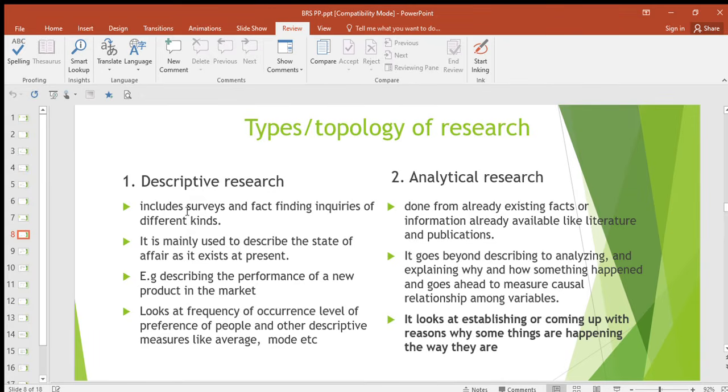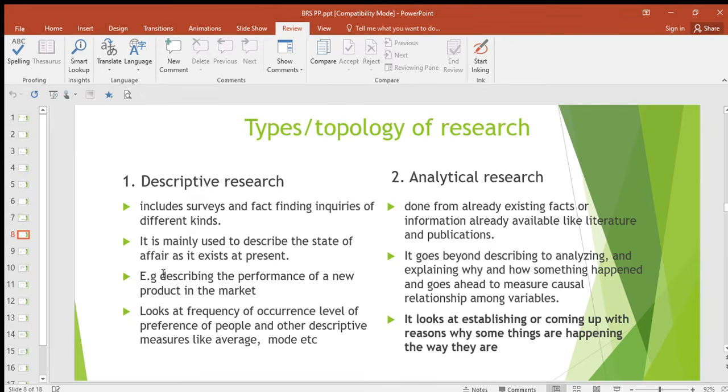It includes things like surveys and fact-finding inquiries of different kinds, e.g., describing the performance of a new product in the market, like at present, right now. So it explains things as they exist. It looks at frequency of occurrence, level of preference of people, and other descriptive measures like average, mode, etc. So that is all about descriptive research.